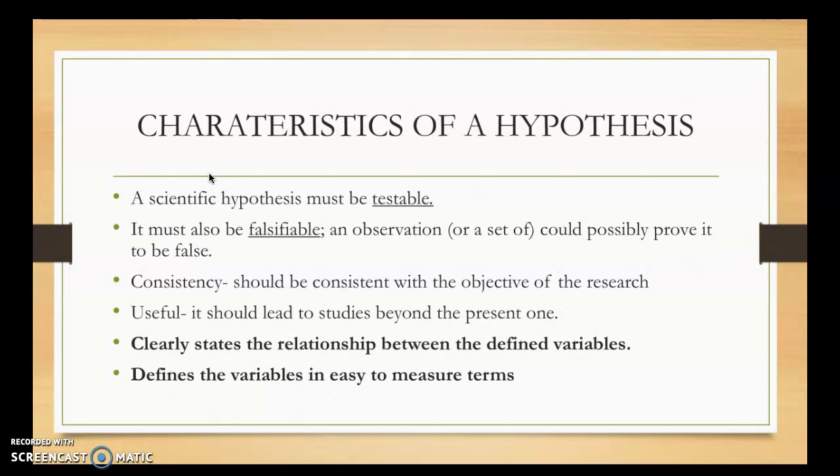Now, thinking about characteristics of a hypothesis, it needs to be testable. So we need to be able to test it. We also must be able to falsify it, meaning that we could possibly prove it false based on a set of things. It needs to be consistent. It needs to be useful. And it clearly states a relationship between the defined variables that we have. Defined variables need to be easy to measure. In terms of measurement, what can we measure, what can we collect, because we need to collect data here.